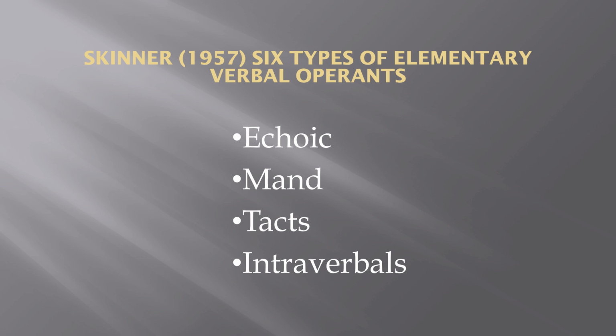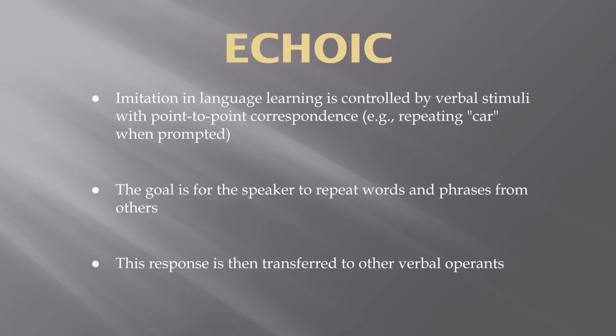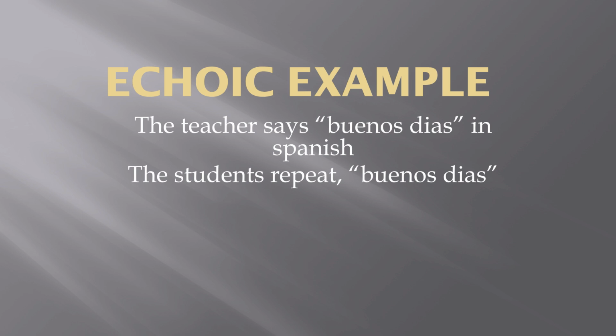Skinner, 1957, identified 6 types of elementary verbal operants, including echoic, mand, tact, and intraverbals. Echoic behavior is imitation in language learning. It's controlled by verbal stimuli with point-to-point correspondence, like repeating "car" when prompted. The goal is for the speaker to repeat words and phrases, which then transfers to other verbal operants. An example of echoic behavior is when a teacher says "buenos días" in Spanish, and the students repeat "buenos días."